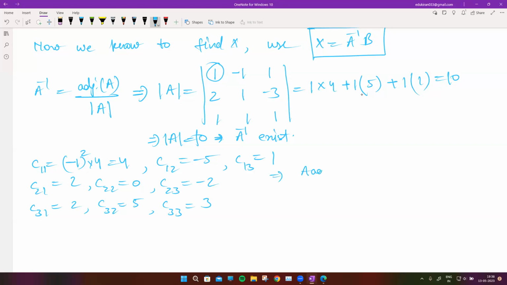So adjoint of A will be the transpose of this matrix. And the transpose of this matrix would be 4, 2, 2, minus 5, 0, and 5. This is the second row. And this will be the third row: 1, minus 2, and 3. This will be the adjoint. So I know determinant of A. I know the adjoint of A. So I do know the value of A inverse now.